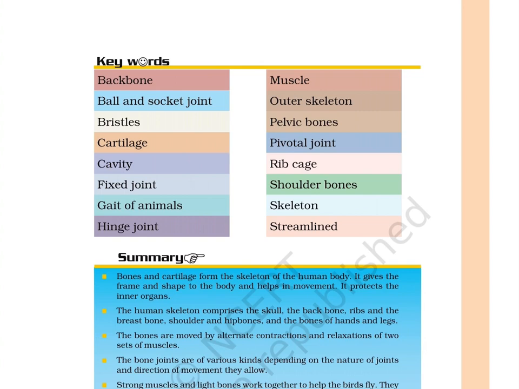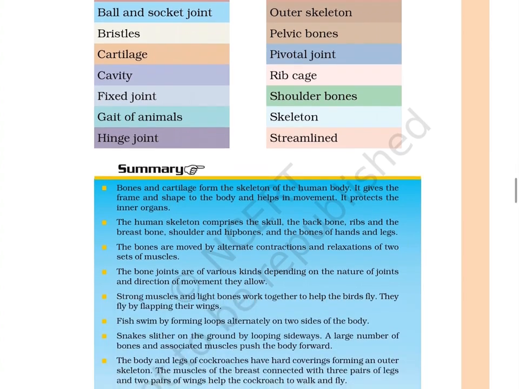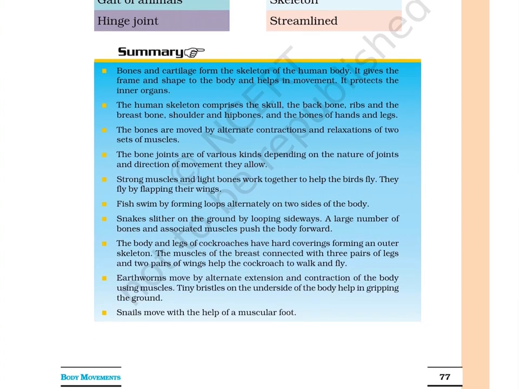Summary: Bones and cartilage form the skeleton of the human body. It gives the frame and shape to the body and helps in movement. It protects the inner organs. The human skeleton comprises the skull, the backbone, ribs and the breastbone, shoulder and hip bones, and the bones of hands and legs. The bones are moved by alternate contractions and relaxations of two sets of muscles. The bone joints are of various kinds depending on the nature of joints and direction of movement they allow.